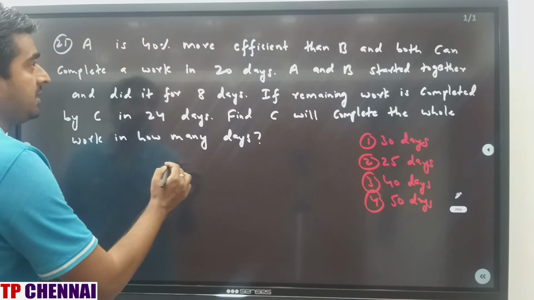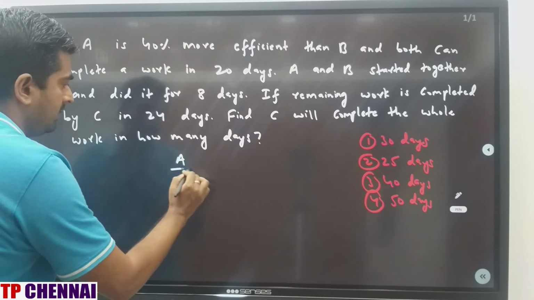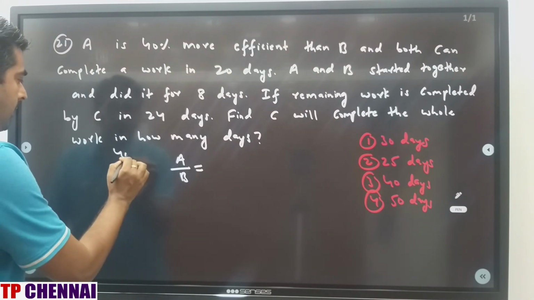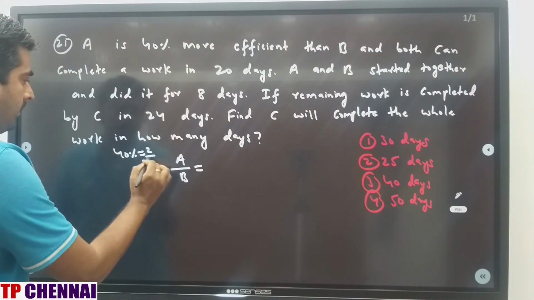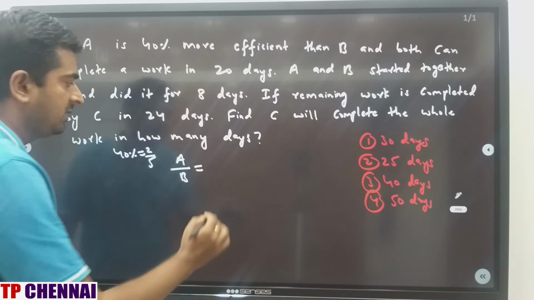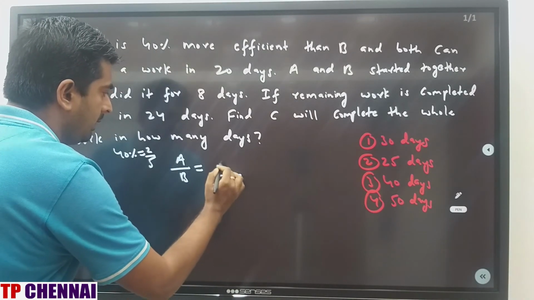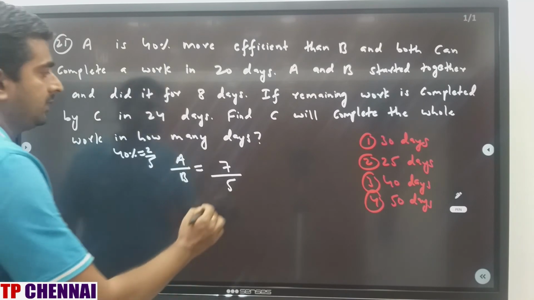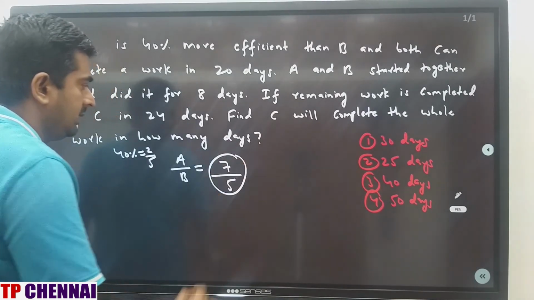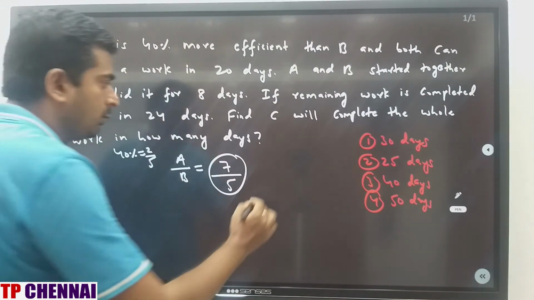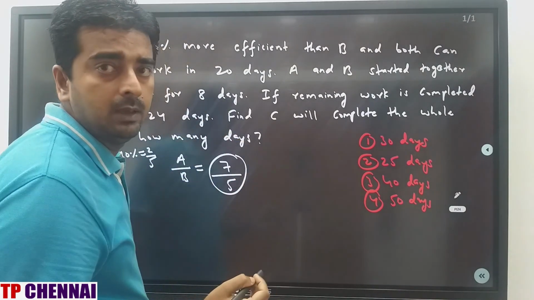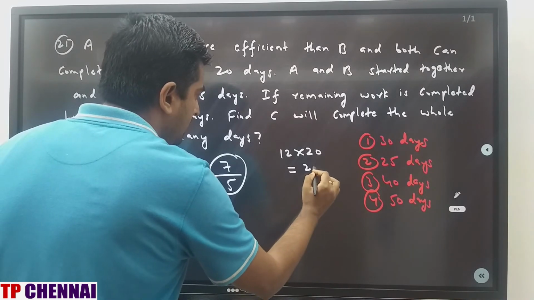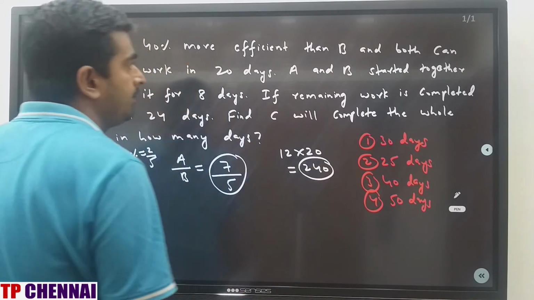A is 40% more efficient than B. Then what is A by B? 40%, what is the fraction value? 2 by 5, and A is more. That means if B is 5, A is 7. And both can complete a work in 20 days. That means both efficiency is how much? 7 plus 5, 12. Efficiency into days will give you work. So 12 into 20, work is 240.